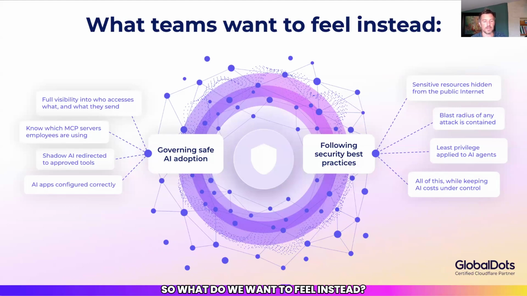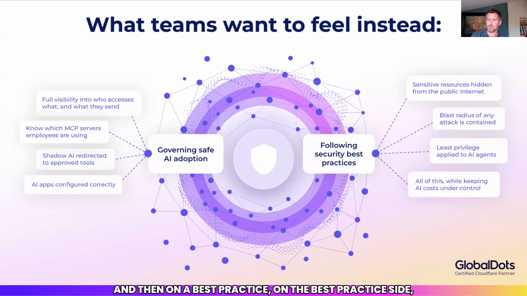So what do we want to feel instead? For the most part, we want safe AI adoption. What does that mean? It means we want full visibility. Who's putting what prompts into what LLMs? If users are connecting with MCPs, we want to know which MCPs they're connecting with, and ideally be inspecting that traffic. We want to know what shadow tools are being used, and if people are using shadow AI, ideally we want to redirect them to tools that we do want them to use. And then, are these AI apps configured correctly?